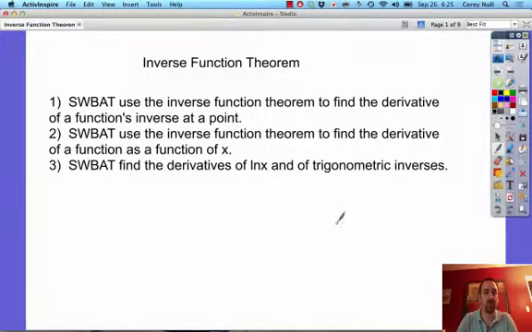First of all, we want to be able to use the inverse function theorem to find a derivative of a function's inverse at a point. We also want to be able to use it to find the derivative of the inverse of a function as a function of x. And 2 and 3 kind of go together, because most of the functions we're going to be interested in are finding the derivatives of things like ln of x and trigonometric inverses. Okay, so let's go for it.